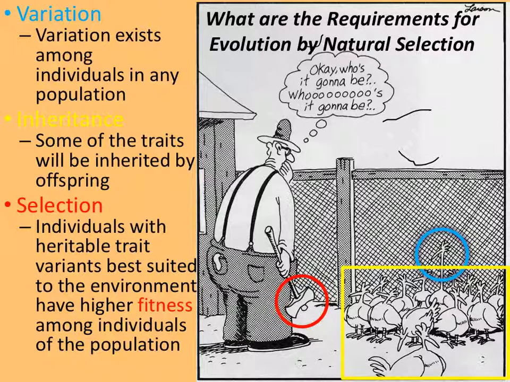Selection on individuals with heritable variation leads to higher fitness in those inherited traits. And here's selection. Who's it going to be? Probably this guy. Always keep your head down. It's better to be a hammer than a nail.